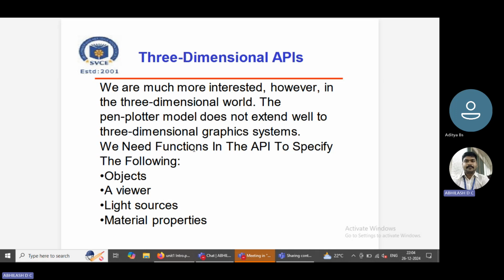The color cube is in 3 dimensions. We have to represent it in a 2-dimension plane. How do we do it? So we need some application program interface to deal with 3 dimensions. That has to be dealt with objects, viewer, light source, and material properties.